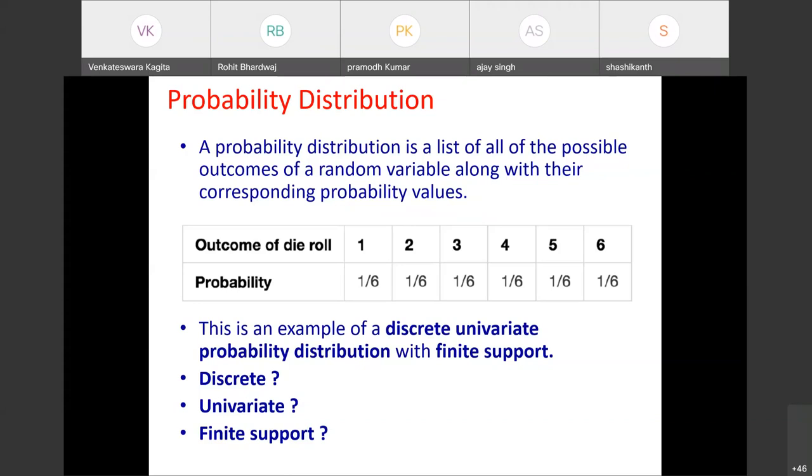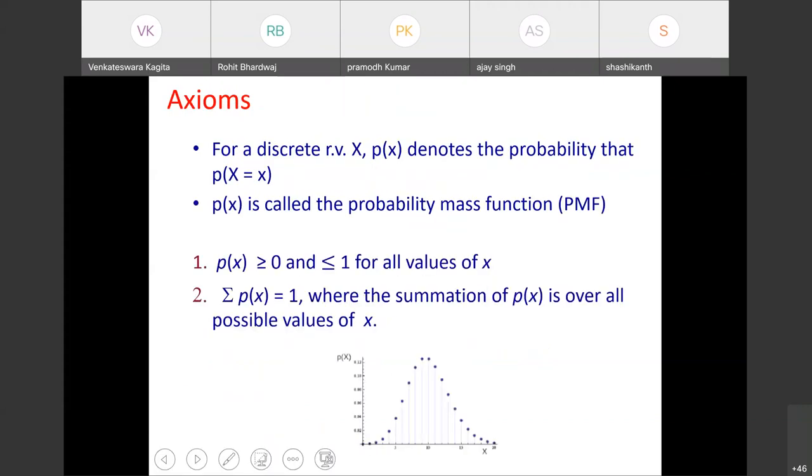The value that this random variable is taking is a finite number of values, right? So there are some rules that this probability satisfies. For a discrete random variable, P of x denotes the probability that X is equivalent to x. For example, if I say probability of 6, it means the probability that random variable X is taking a value 6.